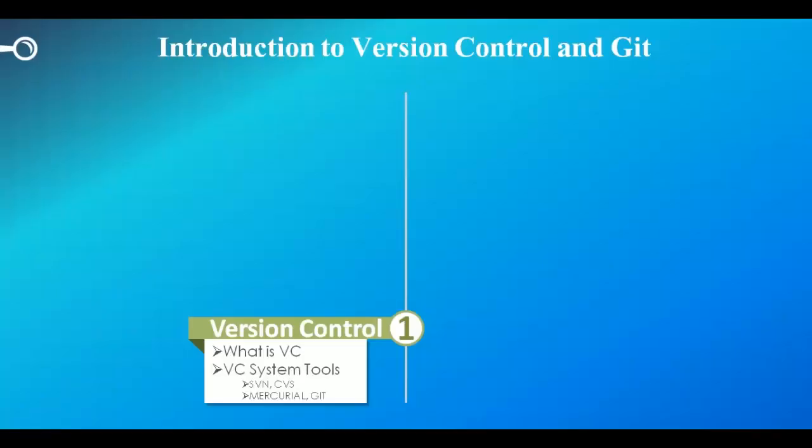Version control is a system that records changes to a file or to a set of files over a period of time so that you can revert to a specific version later. That means version control keeps on tracking all the changes that you make in your project and stores each different change as a different version.